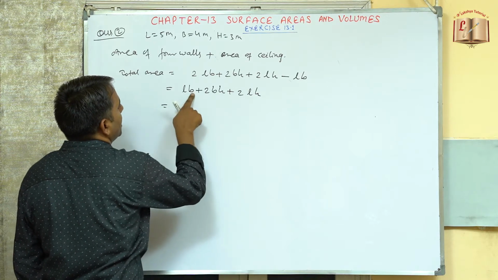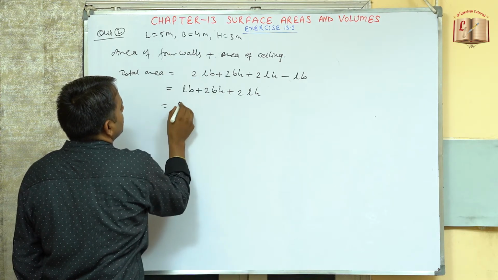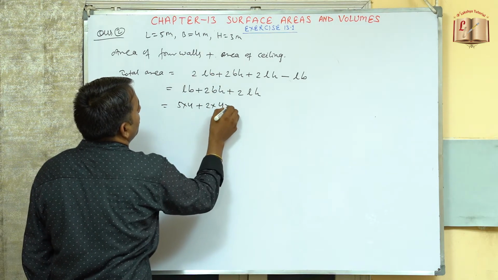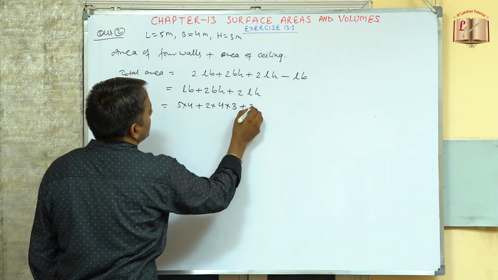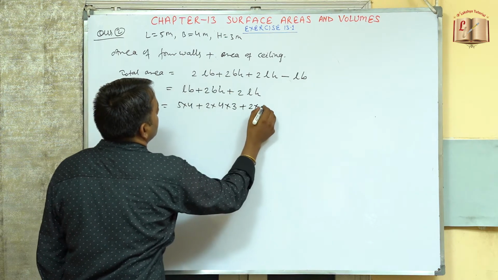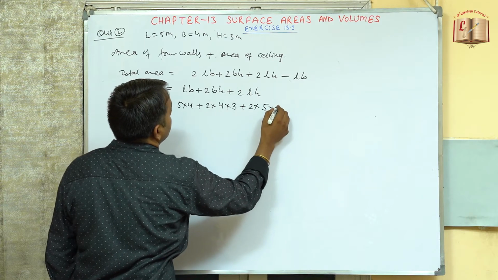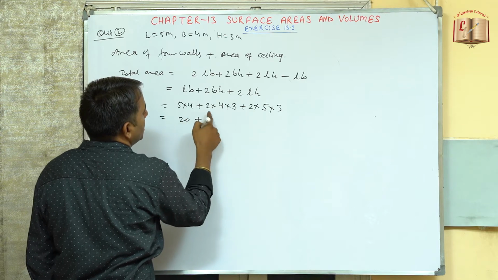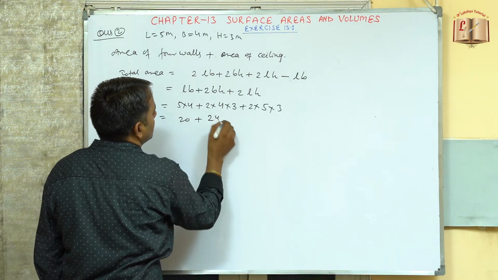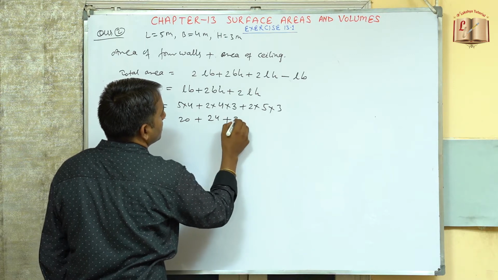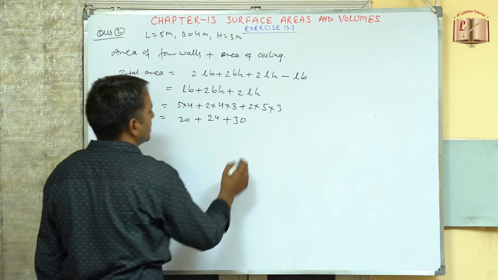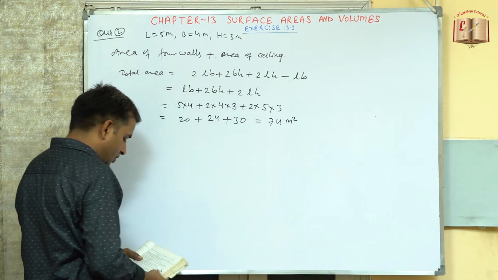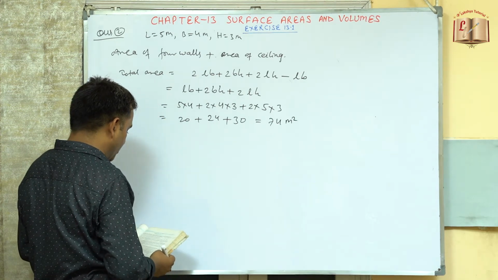So this will be equal to L into B, length into breadth, so 5 into 4, plus 2 times width into height, width is 4 into height is 3, plus 2 times length, length is 5 into height is 3. So now we can solve it. This is 5 into 4, 20, plus 24 plus 30. So this will be now 74 meter square. So we got this area as 74 meter square.